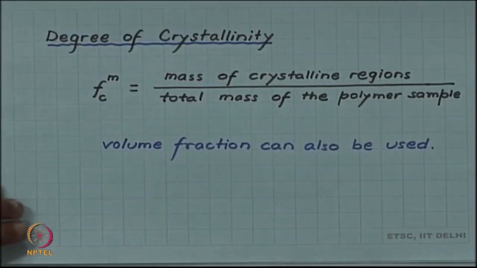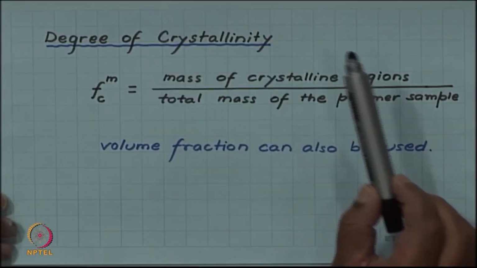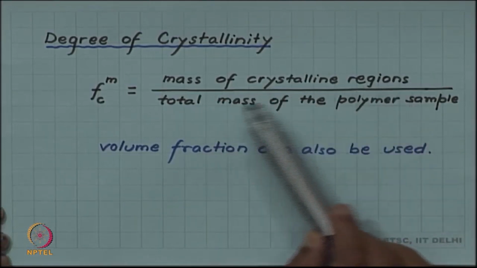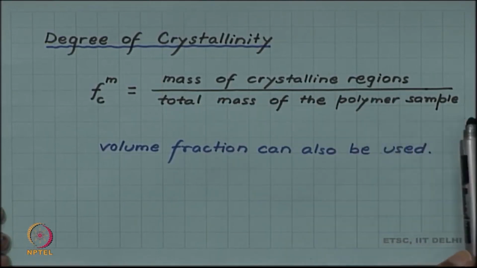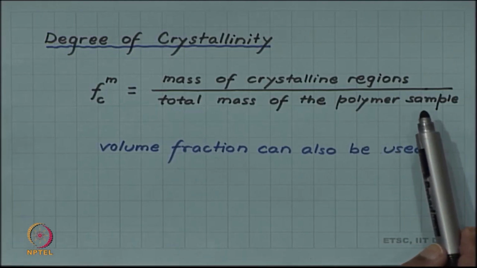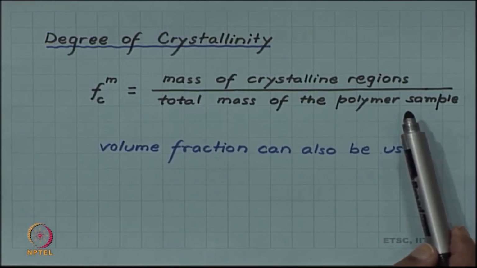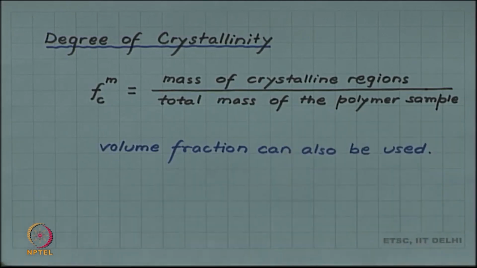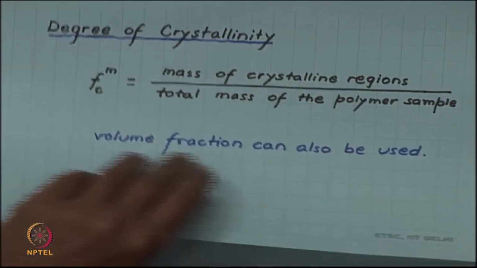A factor called degree of crystallinity is defined, which is simply the mass of crystalline region divided by the total mass of the polymer sample. This tells us, in a semicrystalline polymer, what fraction is crystalline and what fraction is amorphous. Instead of mass fraction, one can use volume fraction as well.